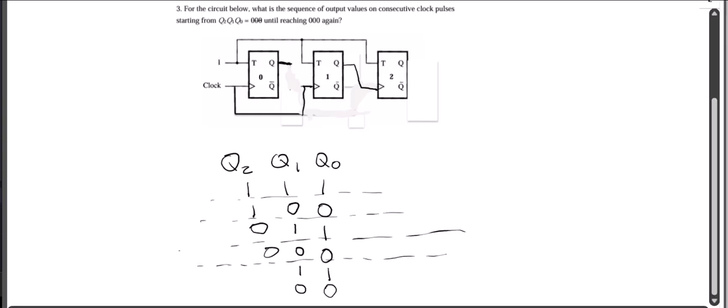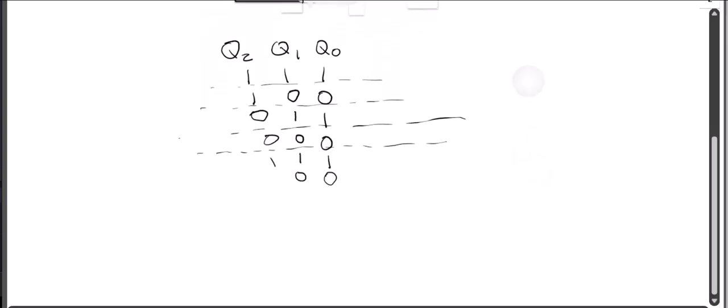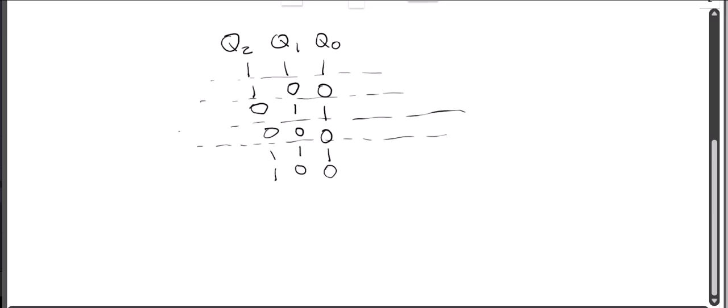So it should be 0 again, because it's going from 1 to 0. That's not a positive edge. It should still be 0. And then now it goes to 1, and it stays at 1, and it stays at 1. Then it's done. Yeah, now it's done.